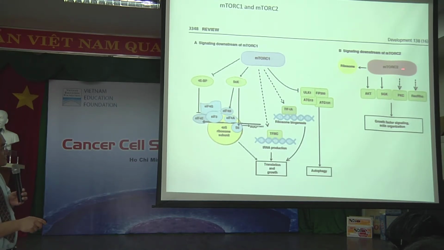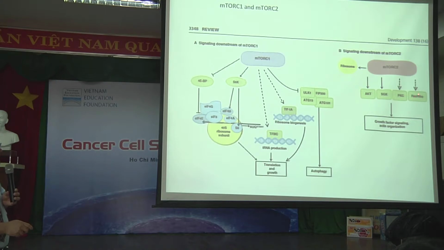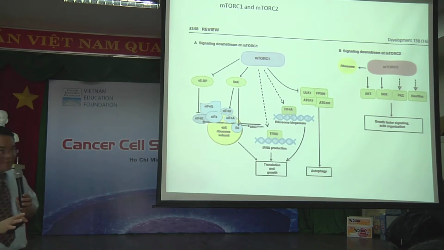mTORC2, by combining with Rictor, has several important targets, including AKT, SGK, PKC, okay? And these are involved in the cytoskeleton, actin formation, and cell growth. But mTORC1 and mTORC2 are a little bit different.